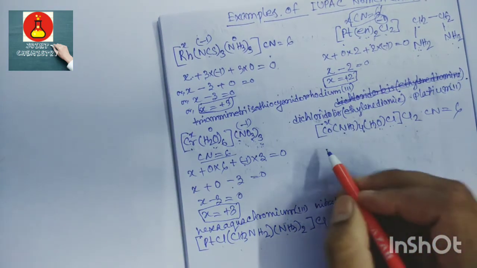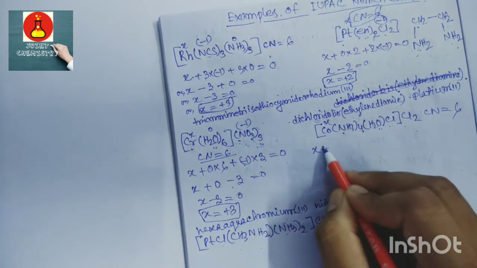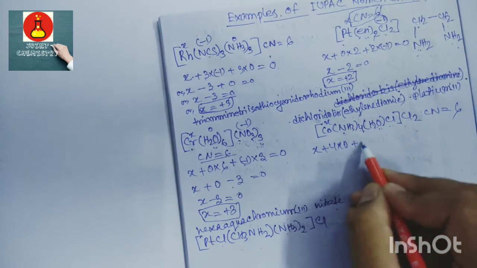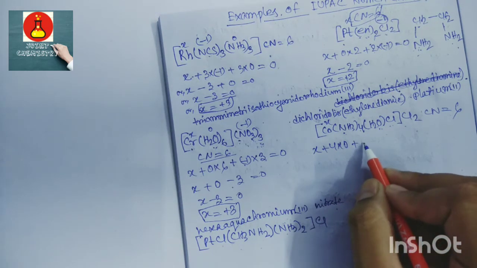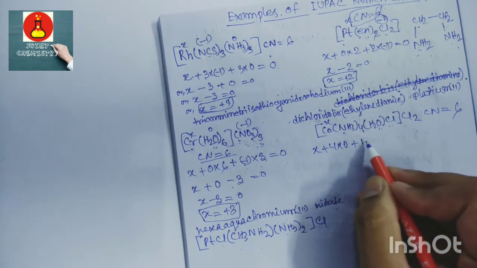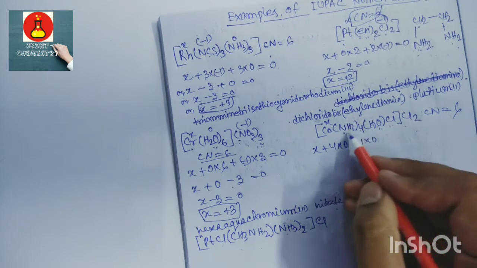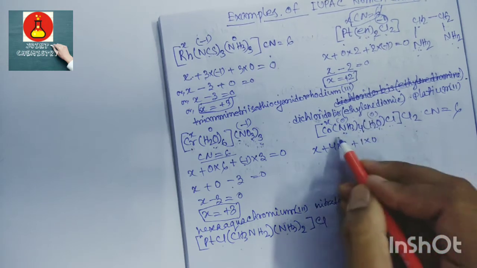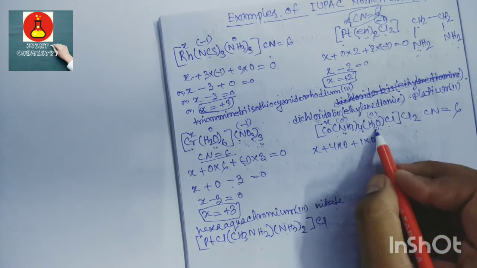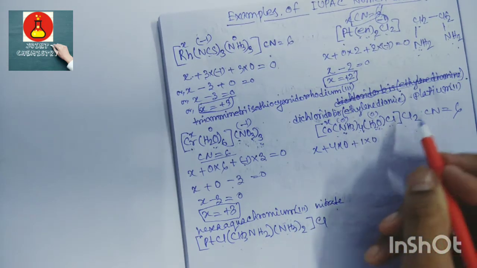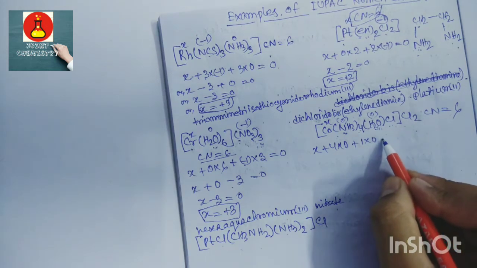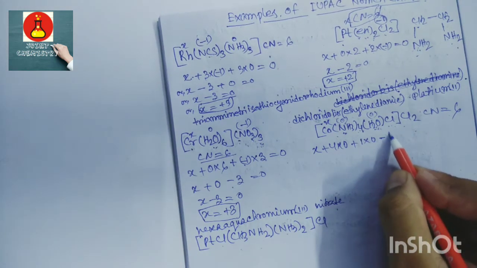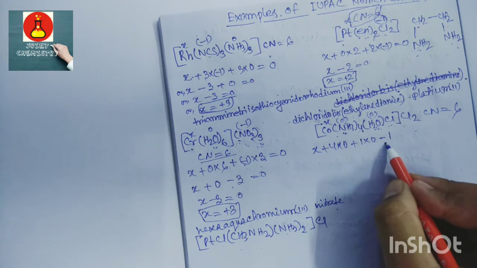Now let's calculate the charge. So x plus 4 into 0, plus 1 H2O into 0. Why? Because both of them are neutral ligands, so they only denote 0 charge. Then there is Cl, which donates -1 charge, only once here, so -1.